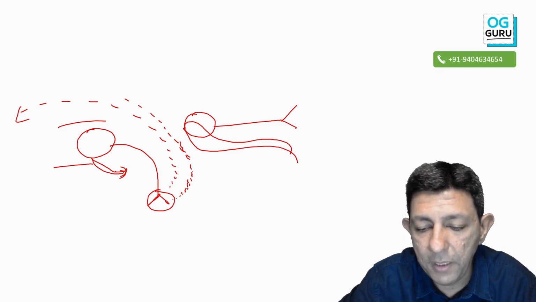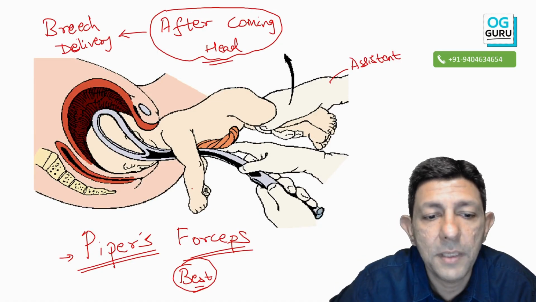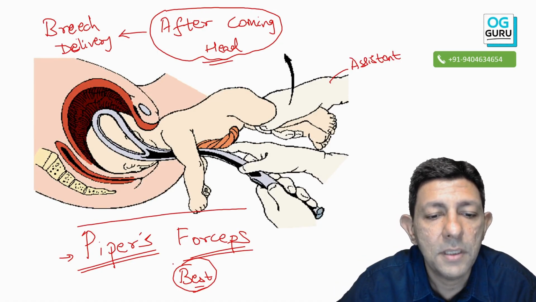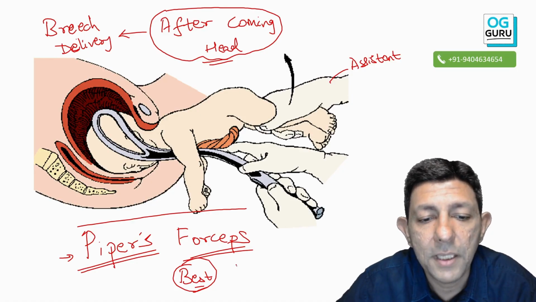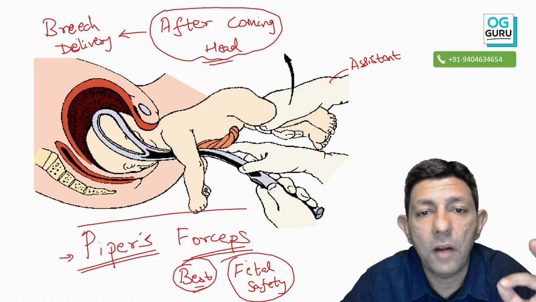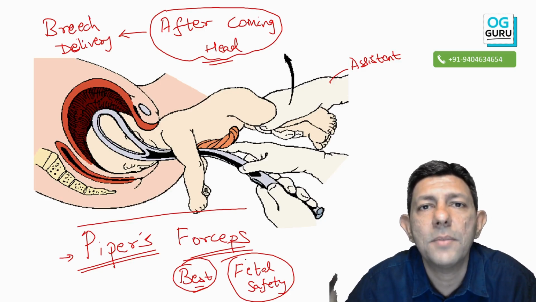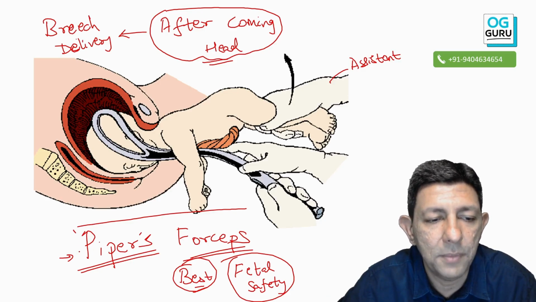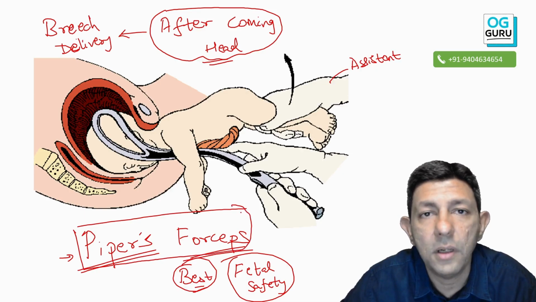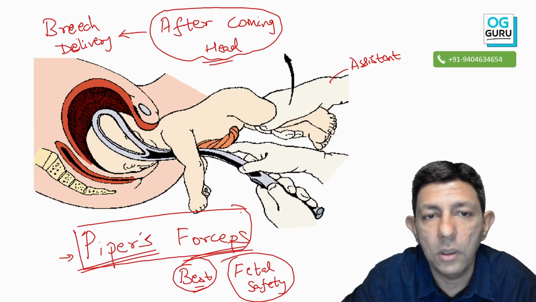So I repeat two things which we should know. One is this forceps being applied, Piper's forceps. This is the best way. Why best? Because of fetal safety. Undue injury to the baby is less, brachial plexus injury is the least. So for after-coming head in breech delivery, there's only one forceps, the Piper's forceps. Please keep this point in mind. Very important image. Please stick this image in your brain and you will get all the marks.